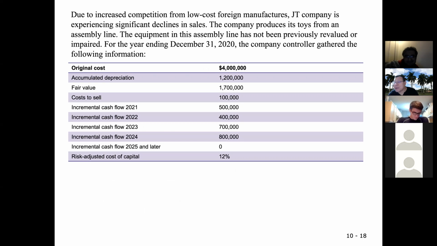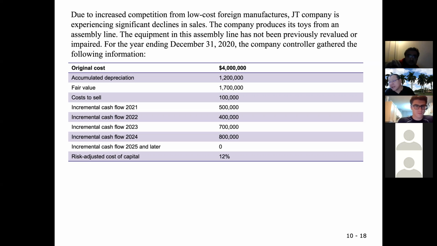Due to increased competition from low-cost foreign manufacturers, GT company is experiencing significant declines in sales. Okay, that seems to be bad news. Significant declines in sales, okay? The company produces its toys from an assembly line. The equipment in this assembly line has not been previously revalued or impaired. Okay, this is the first time the economic situation signals that maybe the asset does not worth as much as before.